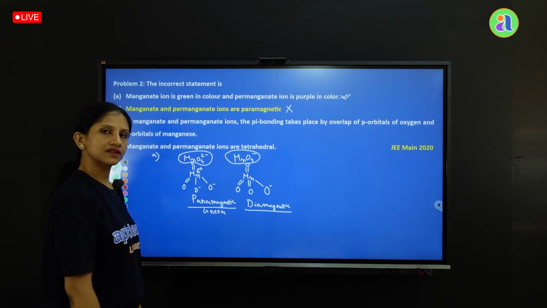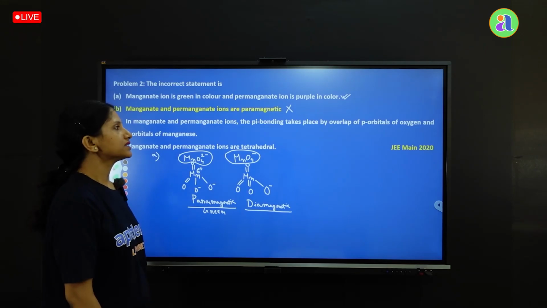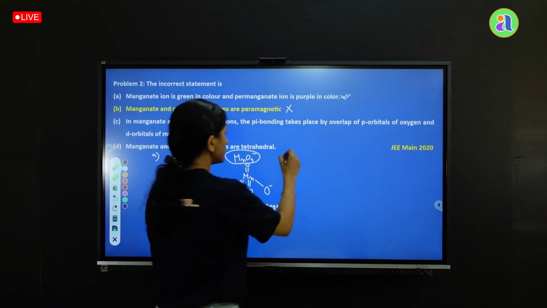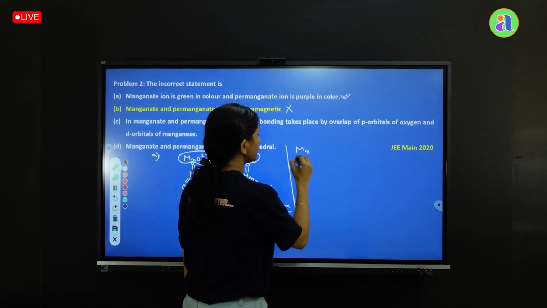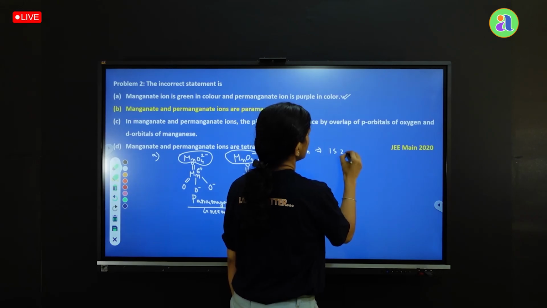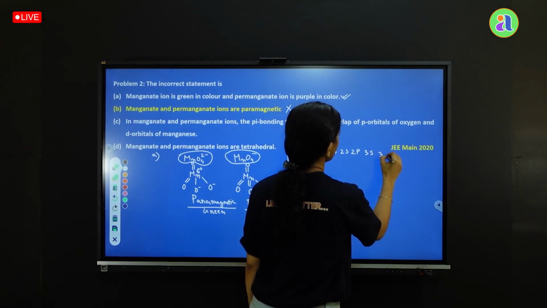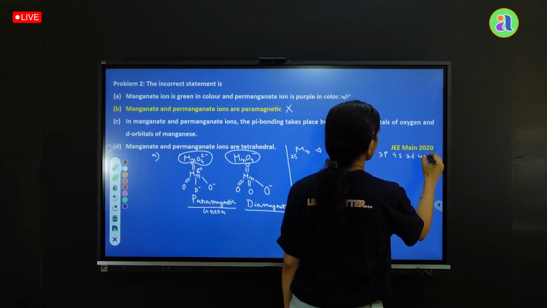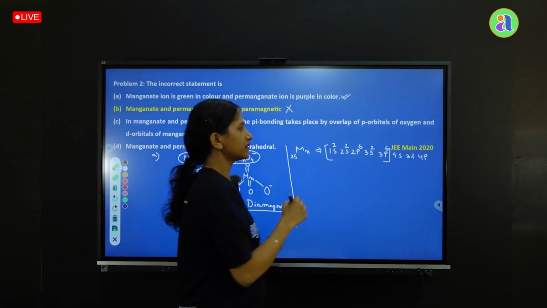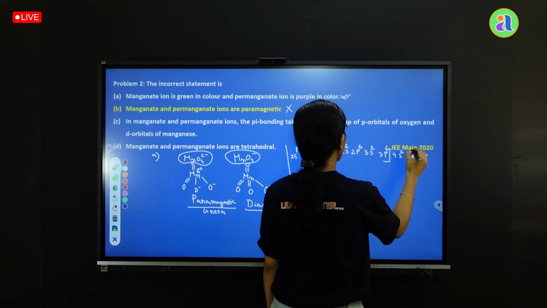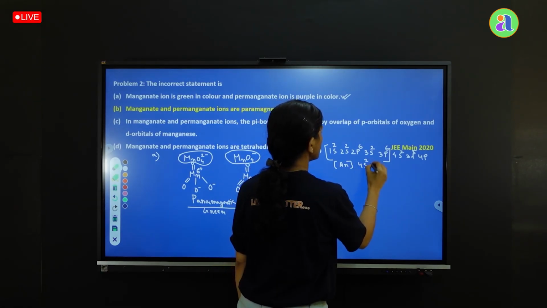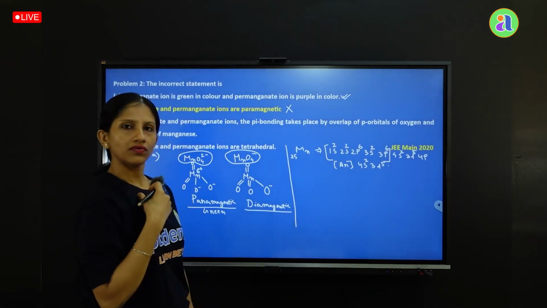Now let us see statement C. Statement C is, in manganate and permanganate ions, the pi bonding takes place by overlap of p orbitals of oxygen and d orbitals of manganese. Here we will again consider the electronic configuration of manganese. It has atomic number 25. So 1s, 2s, 2p, 3s, 3p, 4s, 3d, 4p. So 1s2, 2s2, 2p6, 3s2, 3p6. This is for argon 18, and we have 4s2 and 3d5. So argon 4s2 3d5 is the electronic configuration of manganese.